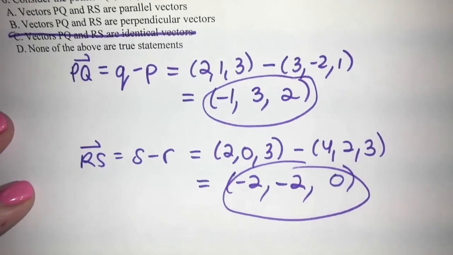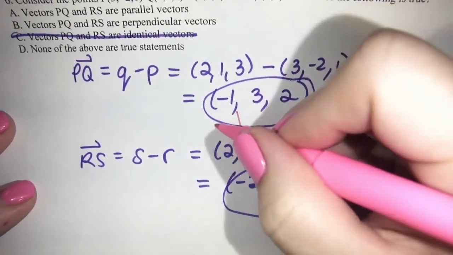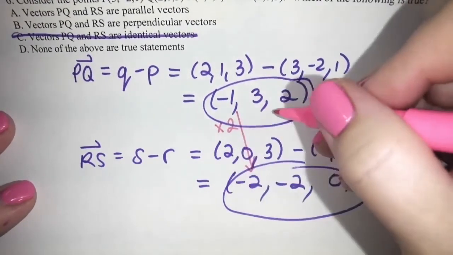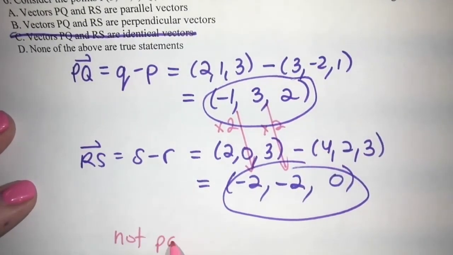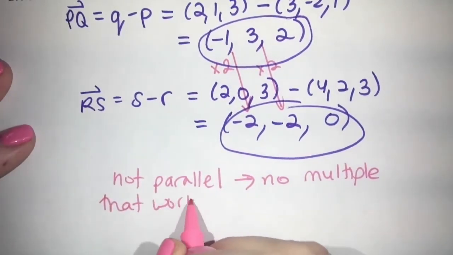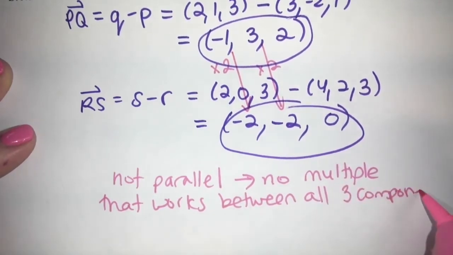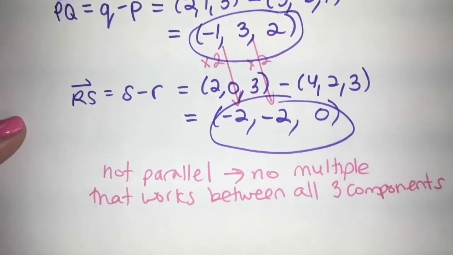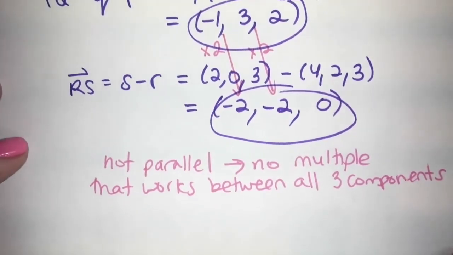Now, is there a multiple we can get to? Well, if we multiply negative 1 times something to get negative 2, it'd be times 2 here. But 3 times 2 doesn't give us negative 2. So that means they're not parallel. There's no multiple that works between all the components. So we know they're not parallel. So the only question is, are they perpendicular? And if they're not perpendicular, then the answer is that they're none of the above. They're not parallel, they're not perpendicular, and they're not identical.